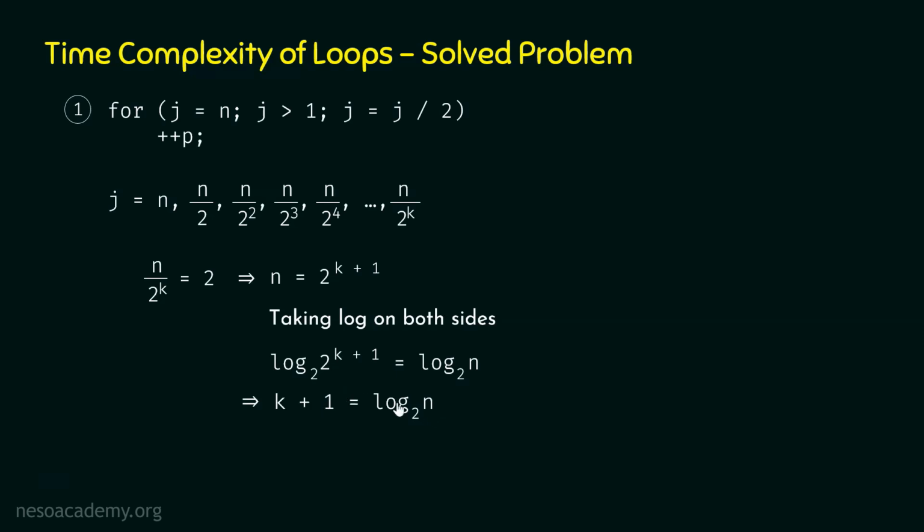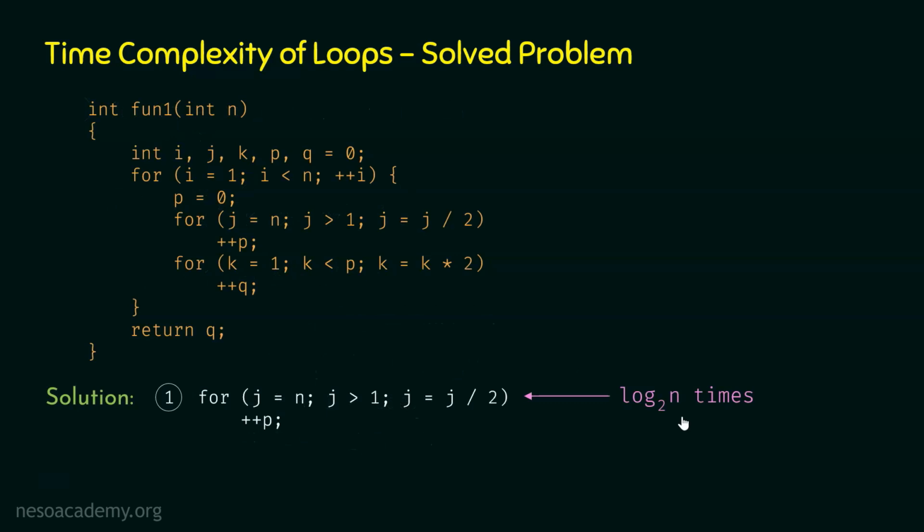Now we can subtract 1 from both sides to remove this 1, and we will be left with k in the LHS and log n base 2 minus 1 in the RHS. So k is equal to log n base 2 minus 1. This is the value of k in terms of n. K is log n base 2 minus 1, and we know this loop runs k plus 1 times. So if we replace k by log n base 2 minus 1, we will get log n base 2. And this means this loop runs log n base 2 times.